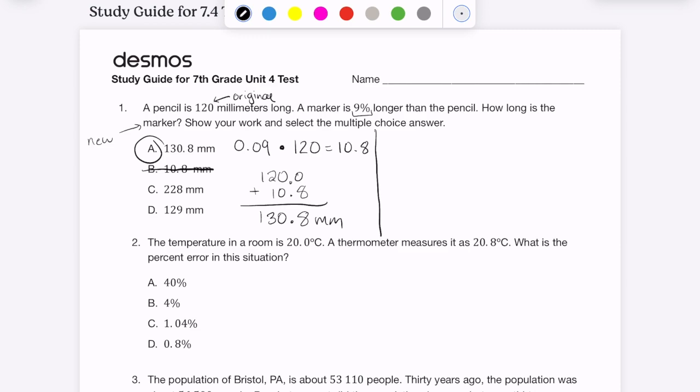Okay, the more direct way to do it is we know that if it's 9% longer than the original, then it's like we have our 100% of the original plus our 9%, which is 109%. Okay, so we can get that. We're going to write that as a decimal, 1.09. And then we're going to multiply by the original, which is 120. And when we do that, we're going to get directly that our new amount is 130.8 millimeters. Okay, because 109% of something is the same as making it a 9% increase or 9% longer in this case.